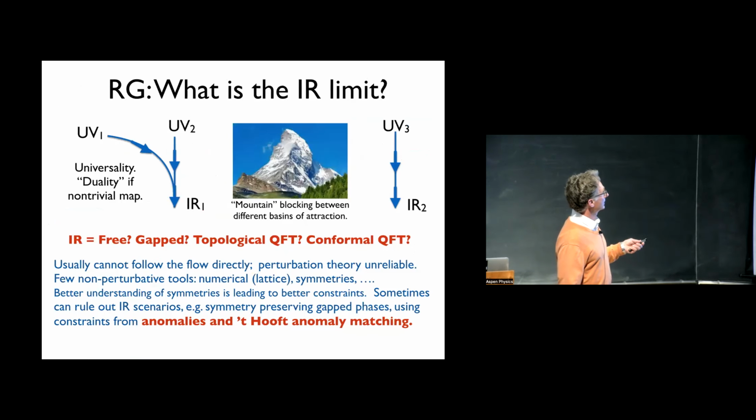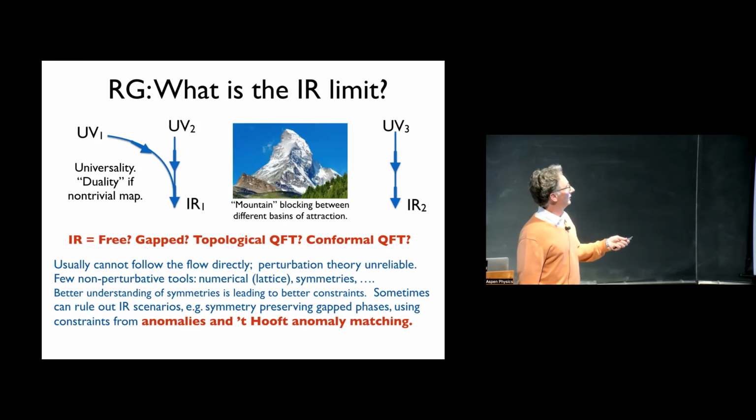Okay, so this is another picture of the renormalization group flows, which are converging by universality. We can have some UV starting point one, UV starting point two. Universality is the idea that these things could converge to one infrared fixed point. And in some cases, this universality is very interesting. We call it duality, where the infrared point might look very different than the ultraviolet starting point.